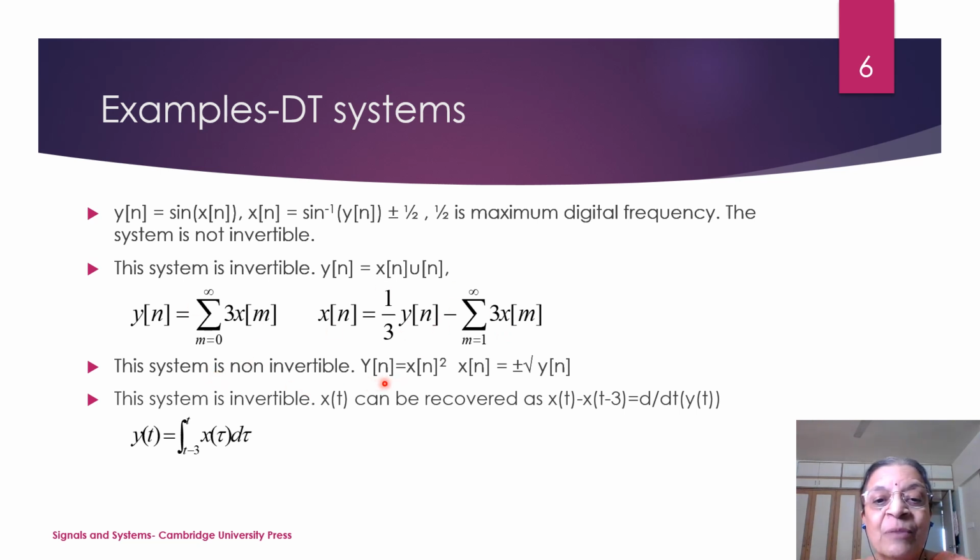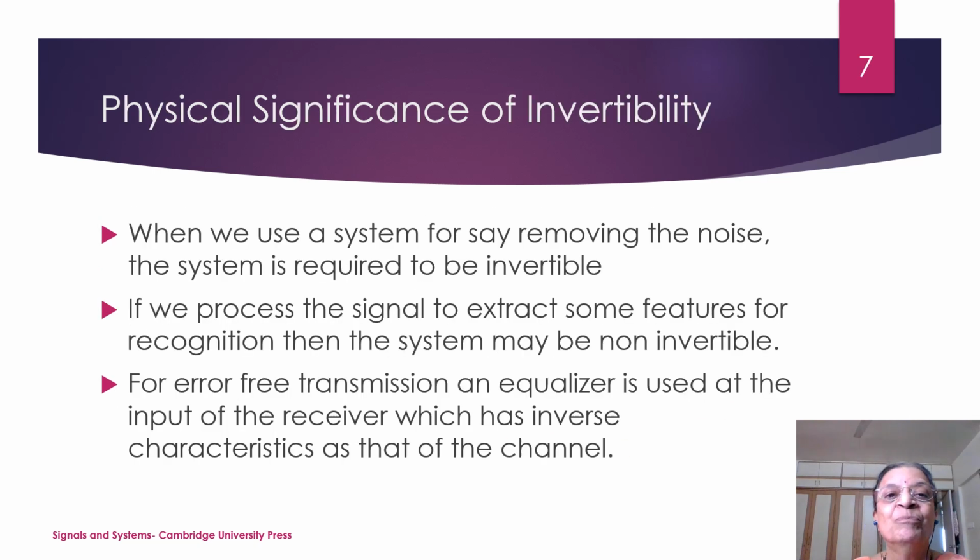Now consider this system: y[n] is equal to x[n] square. What will be x[n]? I can recover it as plus or minus under root of y[n]. So this plus or minus indicates that there are two values of x[n] obtained. So in this case it is not invertible. In this case the system is invertible. y(t) is integration from t minus 3 to t of x(tau) d tau. So I will write x(t) minus x of t minus 3 is equal to d/dt of y(t). So I can recover x(t) from y(t). So this system is invertible.